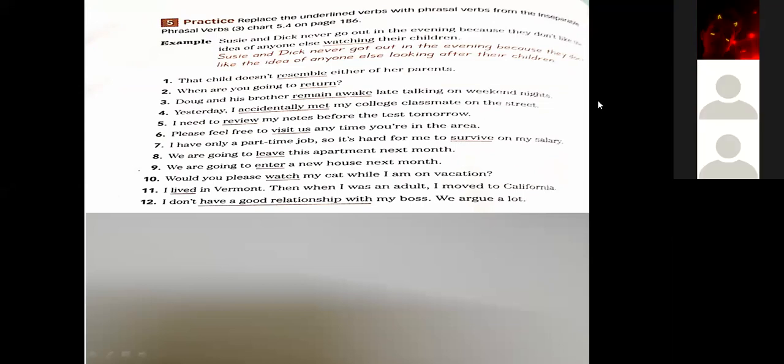Number eight. Yusuf Romi, then Muaz Said after Yusuf. We are going to leave this apartment next month. Leave, it will be moving out. We are going to move out. Yes, move out of. Excellent, Yusuf.